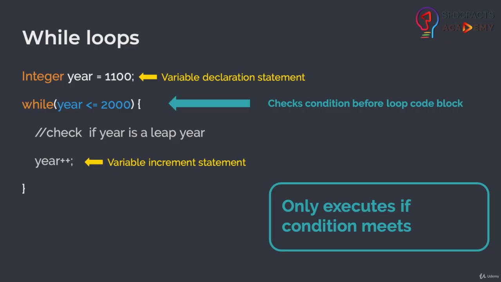Along with this variable increment statement, you also get to write your logic within this while loop code block, and this logic will be executing every time till the condition meets. So till the time your year value is less than or equals to 2000, this logic will keep on executing, and every time we'll be incrementing the year value by 1.